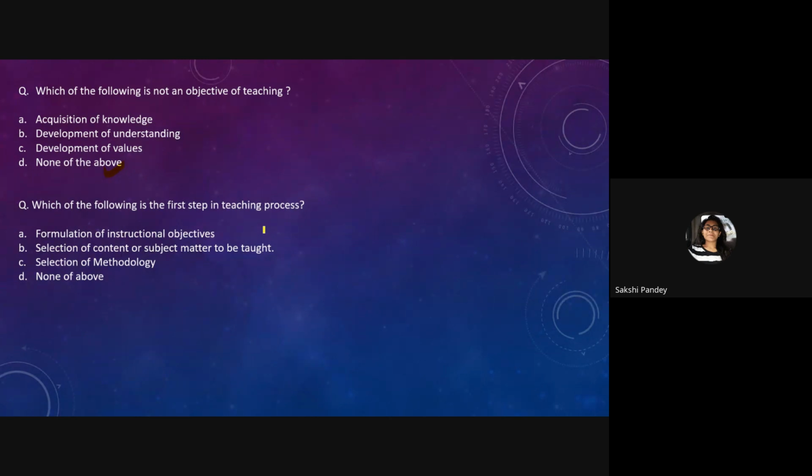See, the first step in the teaching process is the formulation of instructional objectives. First, the teacher will point out the objectives. After that, the selection of the content or the subject matter to be taught will be finalized. So this is the first step, the formulation of the objectives: what are the objectives, why the teaching is happening, why the class is happening. After that, the selection of content happens.